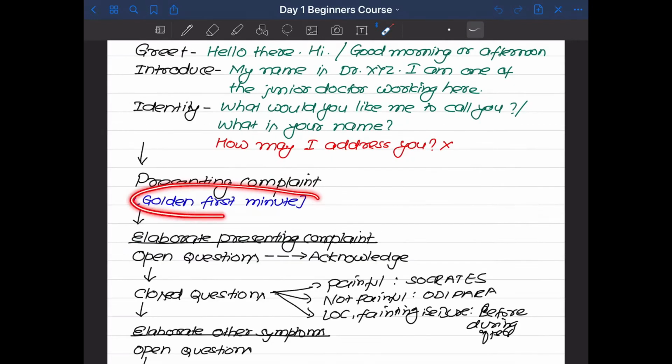And after that there is something called the golden first minute. What exactly is this golden first minute? Now this golden first minute might not be 1 minute long. It can be 30 seconds, it can be 5 seconds, it can be 15 seconds. It means please do not interrupt the patient once the patient starts speaking to you for the first time. Because you are getting all the information for free, you are not paying any price by asking them questions, so you want to let that information come for free to you. That is when you don't interrupt the patient at all.